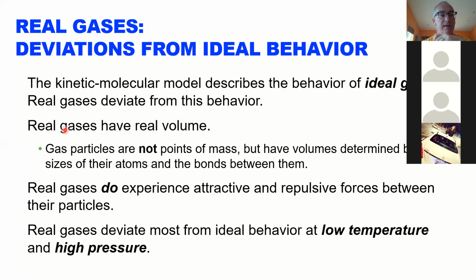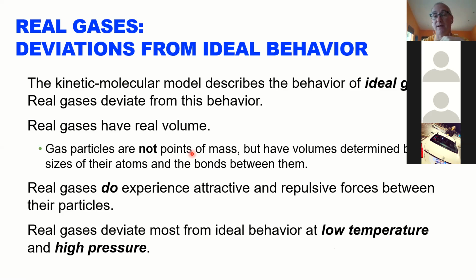And so KMT, the kinetic molecular theory, describes the behavior of ideal gases as not having any actual volume, with no attractive and repulsive forces. And that's not true. I mean, gas particles aren't just points of mass. They have real volume. They have real size. And they do experience attractive and repulsive forces between them. Even helium, which is about as ideal a gas as you can possibly get, will have some attractive forces.